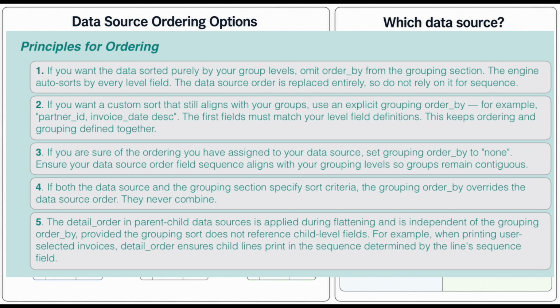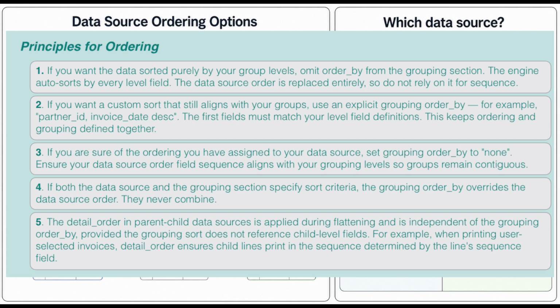Principles for ordering. If you want the data sorted purely by your group levels, omit order by from the grouping section. The engine auto-sorts by every level field. The data source order is replaced entirely, so do not rely on it for sequence. If you want a custom sort that still aligns with your groups, use an explicit grouping order by, for example, partner ID, invoice, date, desk. The first fields must match your level field definitions. This keeps ordering and grouping defined together.